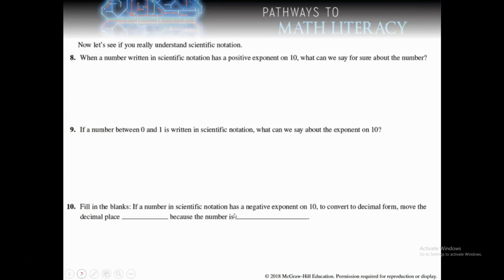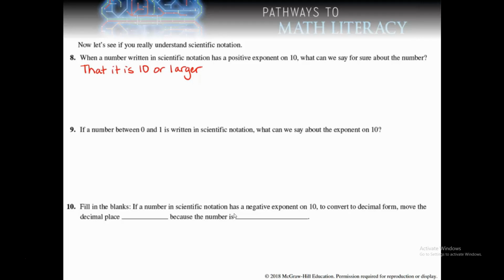In 8 through 10, we're going to summarize what we know. So in 8, when a number written in scientific notation has a positive exponent on the 10, what can we say for sure about the number? Well, that means that that's a larger number. The smallest it could be would be 10 to the first, so it's at least 10, and it could be larger than 10.